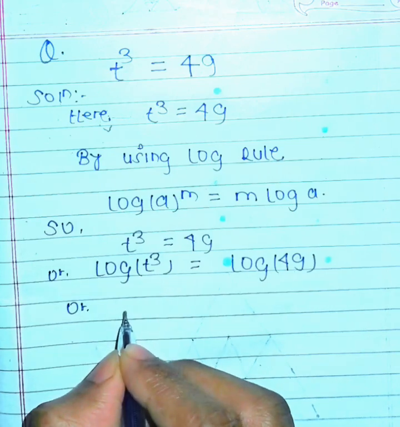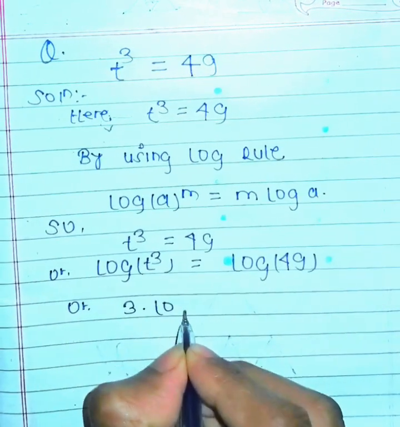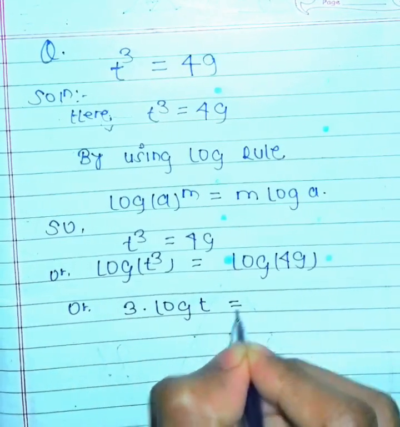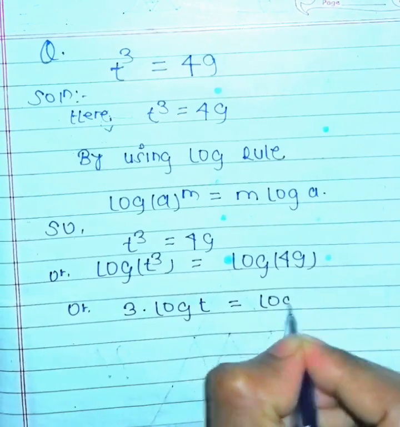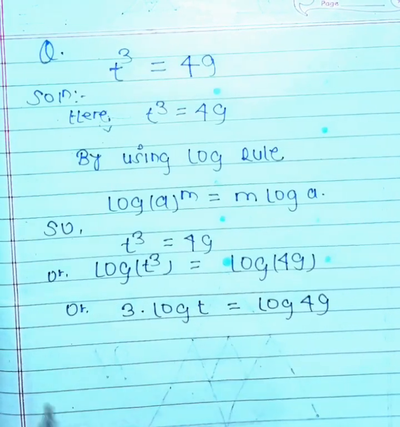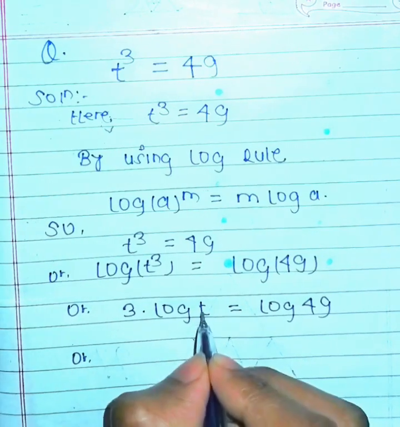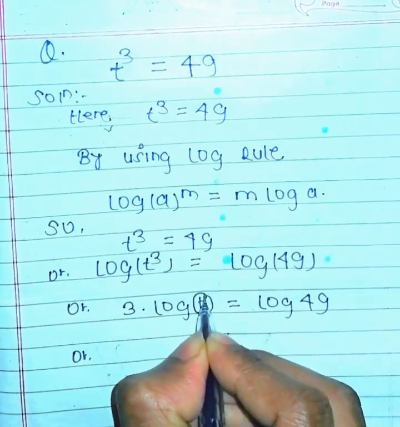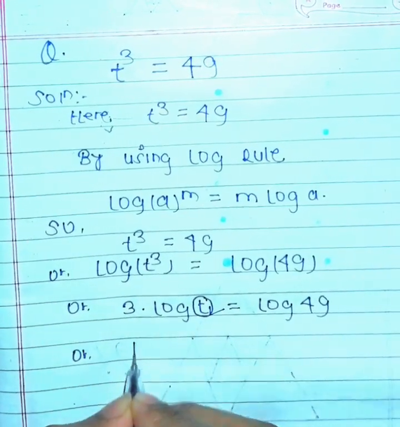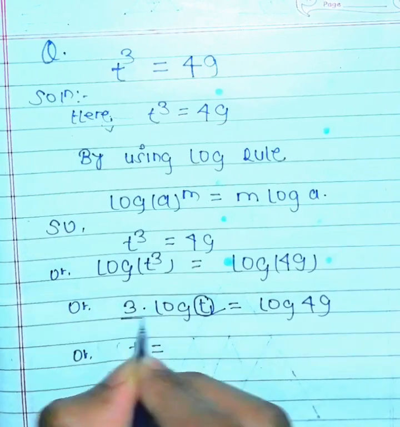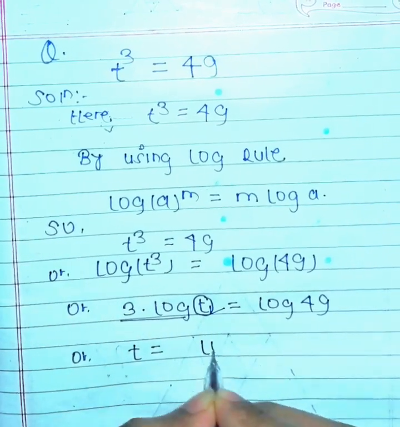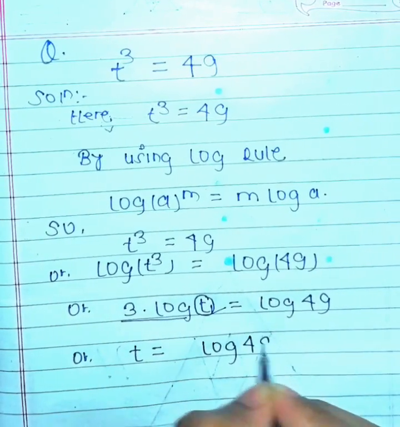Step 4: simplify the logs. We know that log(49) = log(7^2) = 2 log(7). Substitute this back into the formula: t = 2 log(7) / log(3).